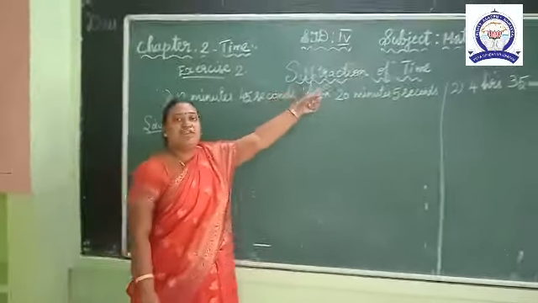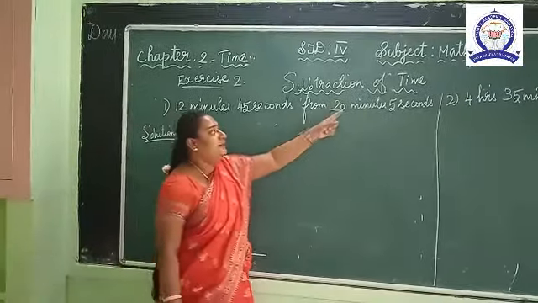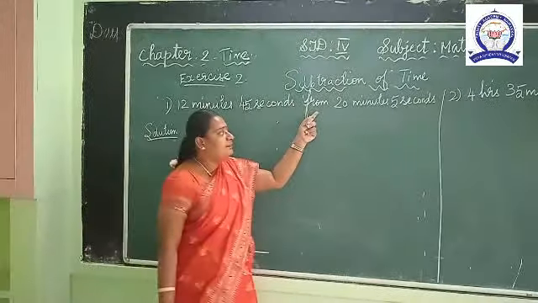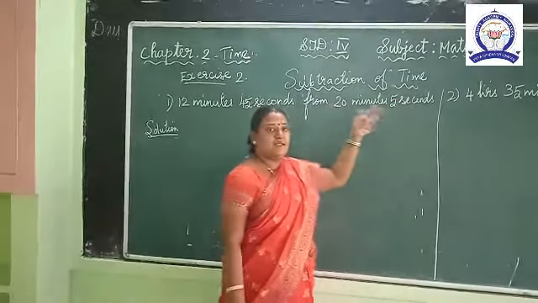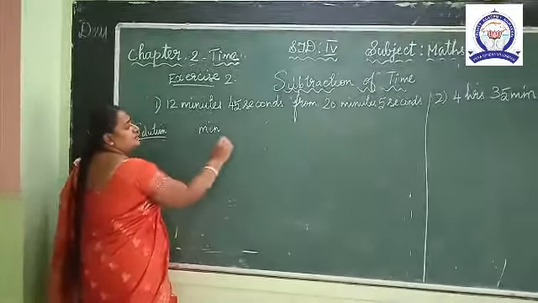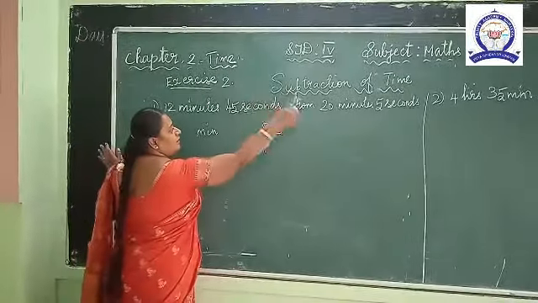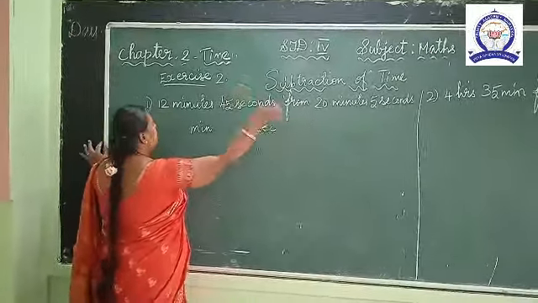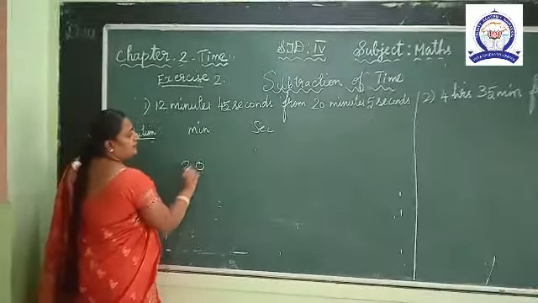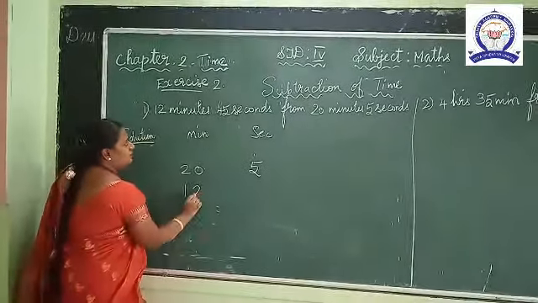Next we see subtraction of time. 12 minutes 45 seconds from 20 minutes 5 seconds. We have to subtract 12 minutes 45 seconds from 20 minutes 5 seconds. So listen, you write the minutes and seconds in the top. So which one you have to write? From 20 minutes 5 seconds, then you have to subtract 12 minutes 45 seconds. So you write 20 minutes 5 seconds minus 12 minutes 45 seconds.